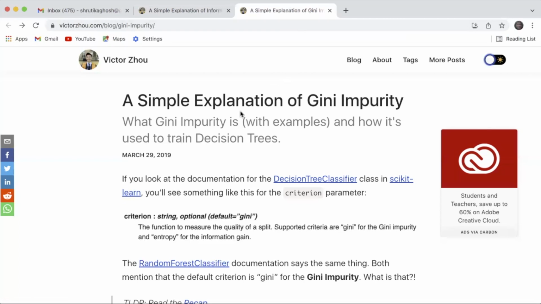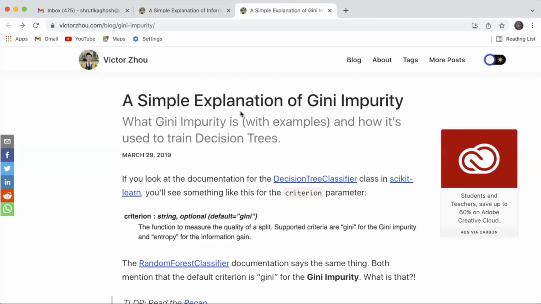This is a very good explanation of Gini impurity given by a data programmer, Victor Zhou. We will go through this blog and try to understand all these terms from the mathematical point of view. Gini impurity, information gain, entropy, all these terms you are going to come across when you are doing a decision tree classifier or decision tree regressor.